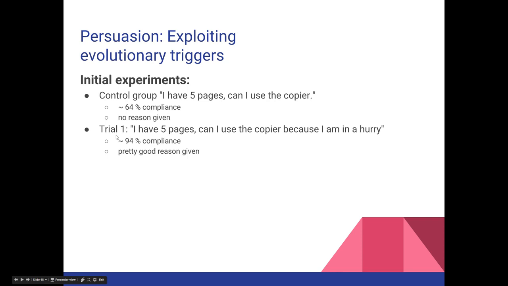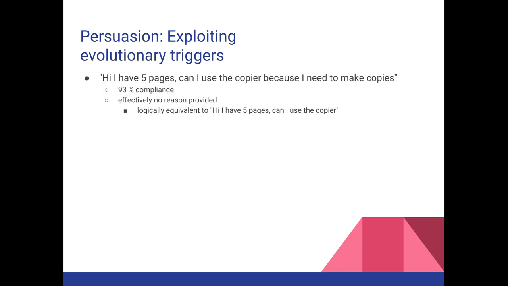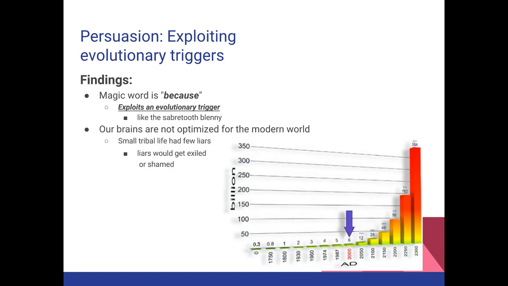And so it was a trial with arguably no reason whatsoever, but it had just as good a compliance rating as trial number one, which had a pretty damn good reason: "Hi, I have 5 pages. Can I use the copier because I am in a hurry?" And so at the end of their hundreds of experiments, the researchers concluded that the magic word that affects compliance is the word because.